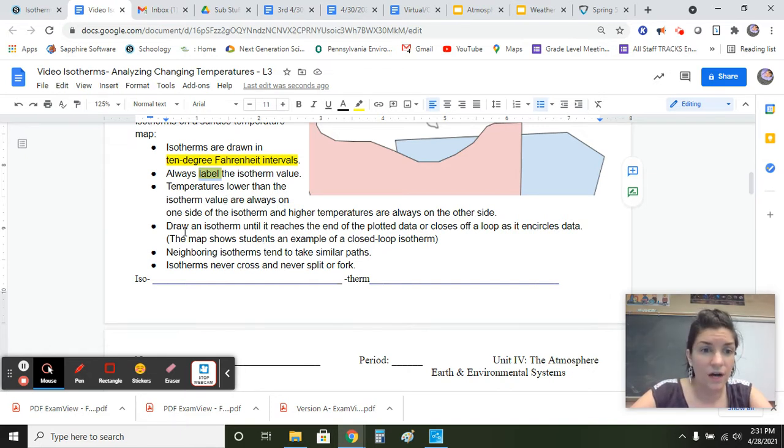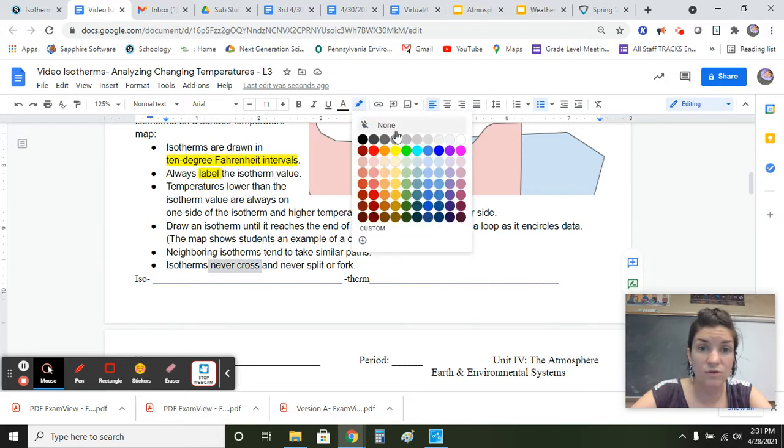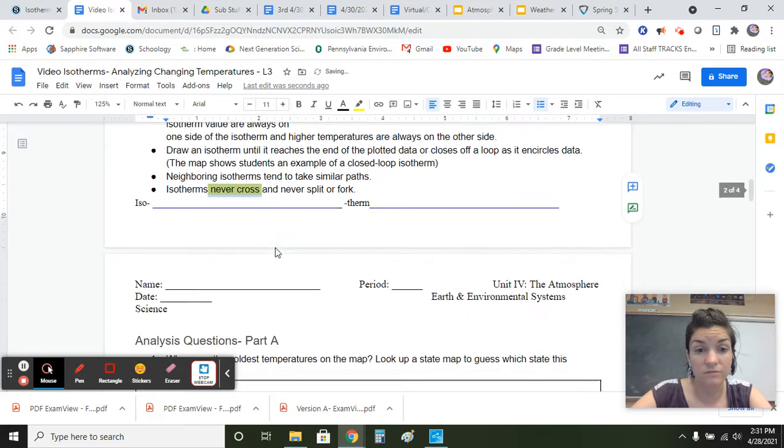Draw an isotherm until it reaches the end of the plotted data or closes off a loop. Neighboring isotherms tend to take similar paths, and isotherms never cross. If you're drawing one isotherm running into another one, you're wrong.